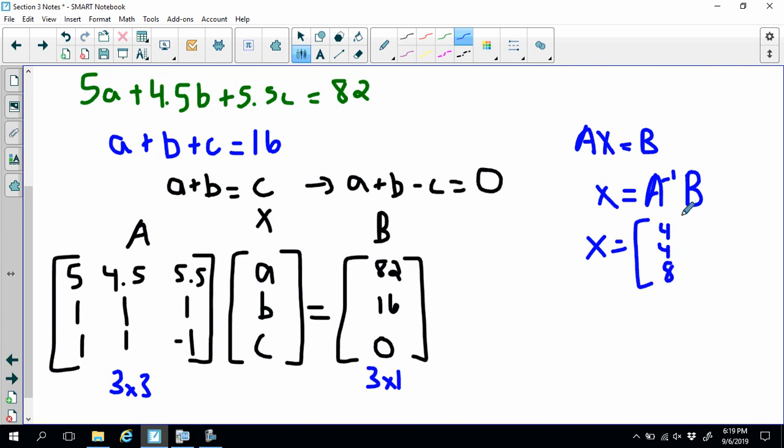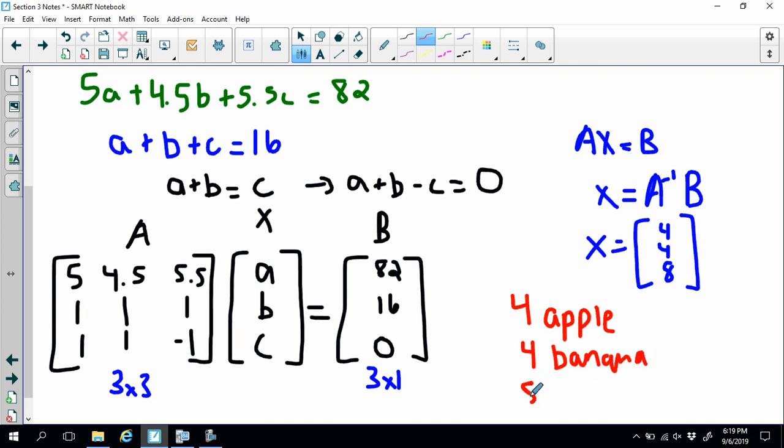and 8. Now, usually we would write this as an ordered triple, but because this is a word problem, we actually want to create meaning for these numbers. In this case, this means that we bought 4 apple pies, 4 banana pies, and 8 chocolate. We got these values because remember, A was on top, B was in the middle, and C was on bottom. So this would be your final answer. Make sure for word problems you actually talk about what those numbers mean.